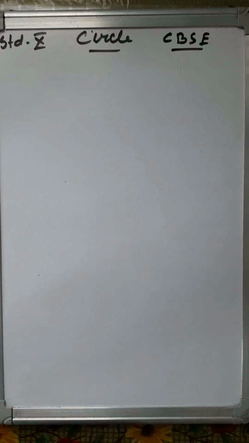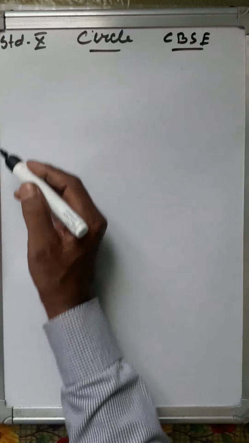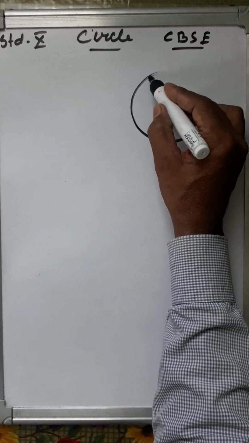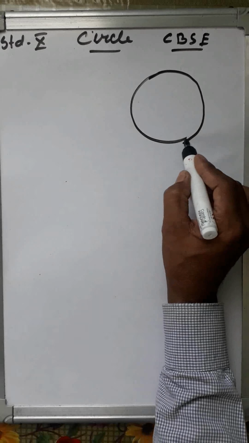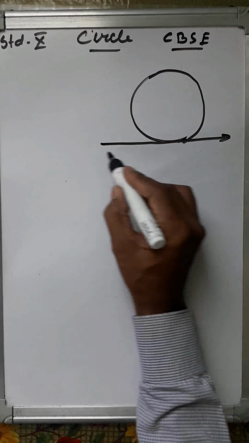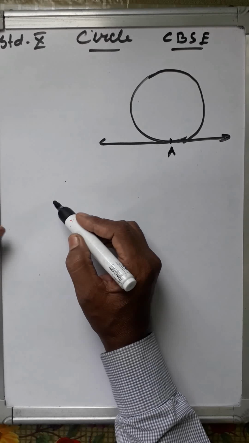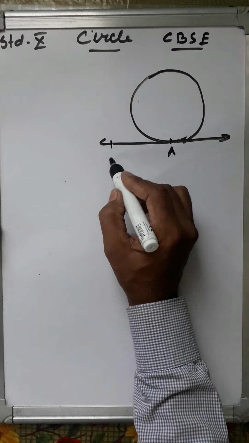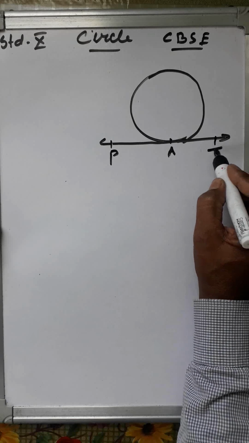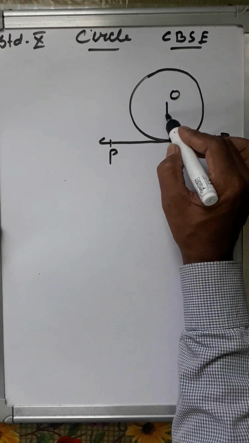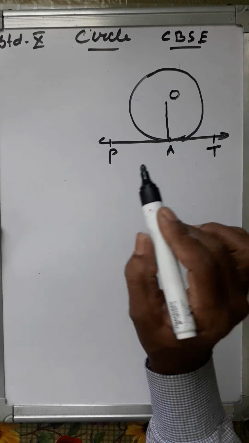In today's video, we shall learn about circles, standard 10 CBSE. Standard 10 circles is all about tangents to a circle. Already you have learned about it. If a line touches a circle exactly at one point, this is called a tangent, and point A is called the point of contact. Suppose PT is the tangent and A is the point of contact, O is the center of the circle, and OA is the radius at the point of contact.